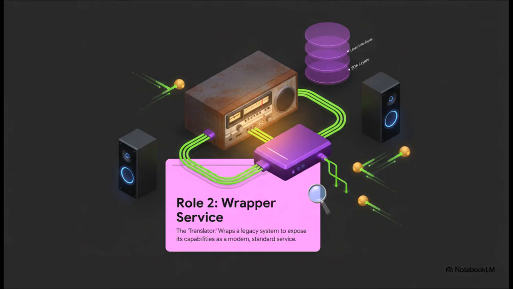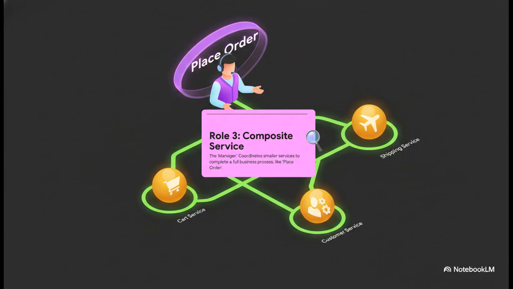The wrapper service acts as a translator. Its whole job is to make those older legacy systems compatible with our new architecture. It's kind of like an adapter that lets your old vintage stereo connect to a brand new set of speakers. And finally, there's the Composite service. This is the manager, the orchestrator. Think of it as the project manager who coordinates a whole team of specialists to complete a complex job. That place order service is a classic Composite service. It doesn't handle carts or shipping itself. It tells the cart service, the customer service, and the shipping service what to do and in what order.